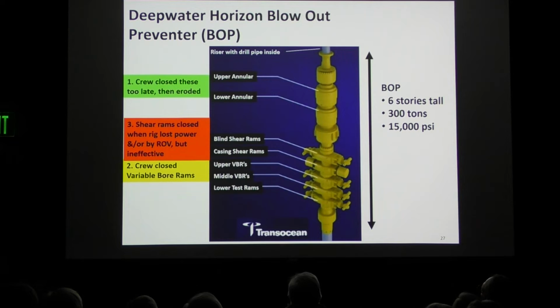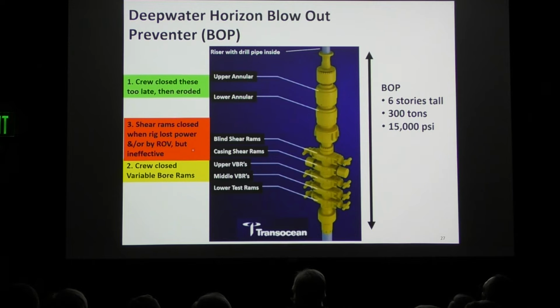So just to emphasize this, this is a schematic from Transocean of the Horizon BOP. The first thing that happened was the crew closed these upper annulars, which was basically too late because the oil was already there, and sand, eroding those seals. Secondly, they closed the variable bore rams, which again close around the drill pipe. The shear rams closed from the rig floor also when the rig lost power, and were also tried to be closed by ROV, but all of that was ineffective because they simply weren't doing what they were designed to do.